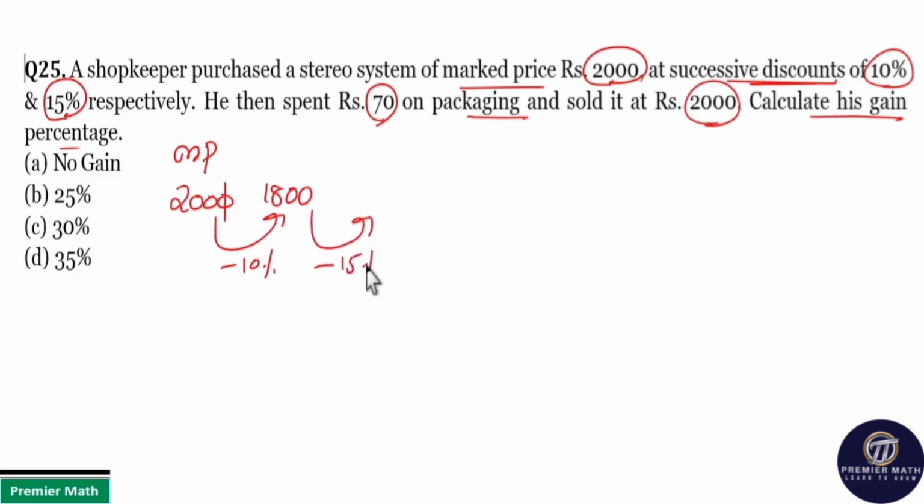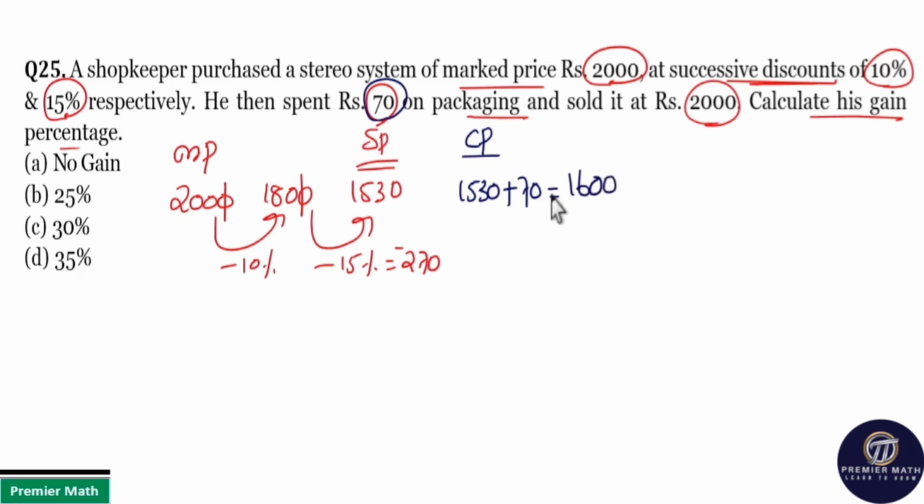Again 15% discount on 1800. 10% of 1800 is 180. 5% is equal to 180 by 2, that is 90. 180 plus 90 is equal to 270 rupees. So 1800 minus 270 is equal to 1530 is the selling price. But here he spent 70 rupees on packaging. So what he spent totally is equal to 1530 plus 70 rupees, which is equal to 1600.